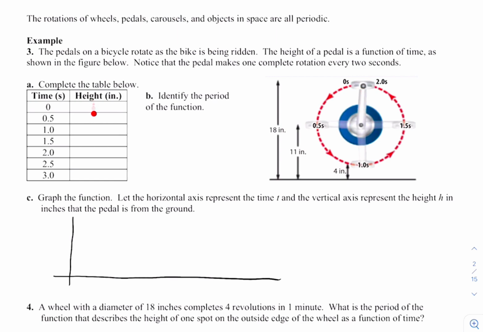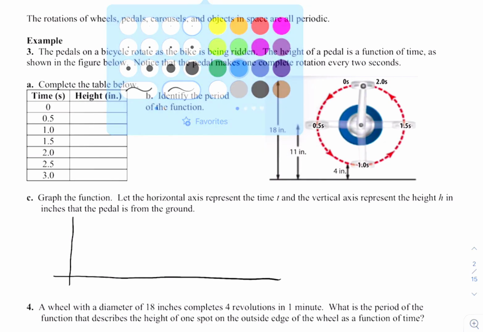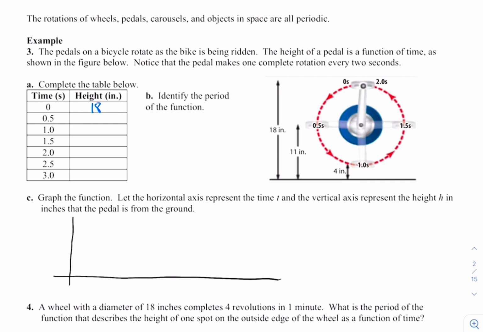So we're just going to fill in this chart using our times here based on where our height would be depending on which part we're on. At 0 seconds, I am at 18 inches. A half second, we are at 11. 1 second, we are at 4 from the ground. 1.5, we are back to 11. And at 2, we are at 18. Now when I get to this 2.5, that means that I'm on my second rotation here. So this is really 2.5 seconds, and I'm back at 11. And then at 3, I'm at 4 inches from the ground.